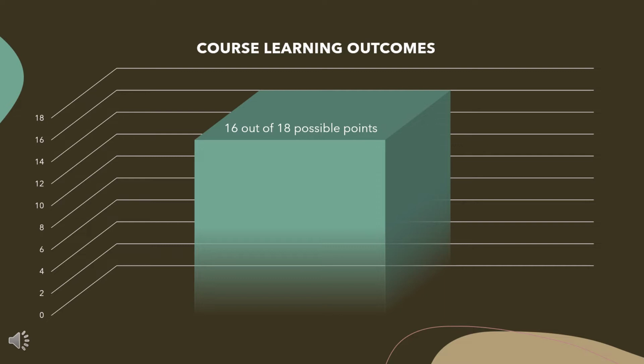The next category is course learning outcomes. Here there were 18 points possible, and this category scored a total of 16 points. The areas that scored a 1 were instructor facilitates critical thinking and instructor recognizes and acknowledges excellence in student work. The remaining indicators all scored a 2.